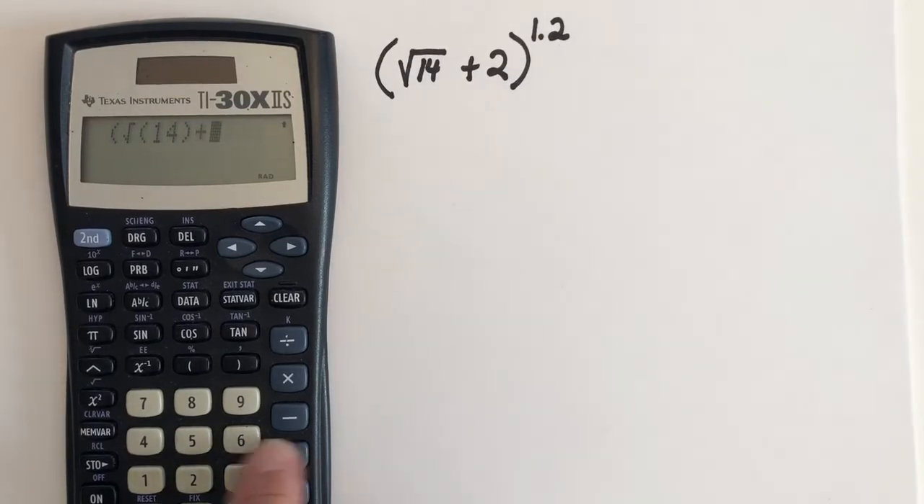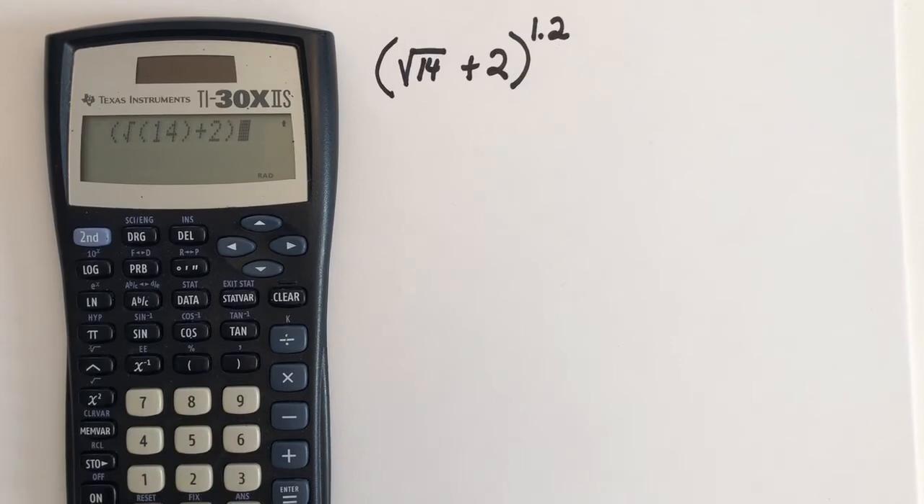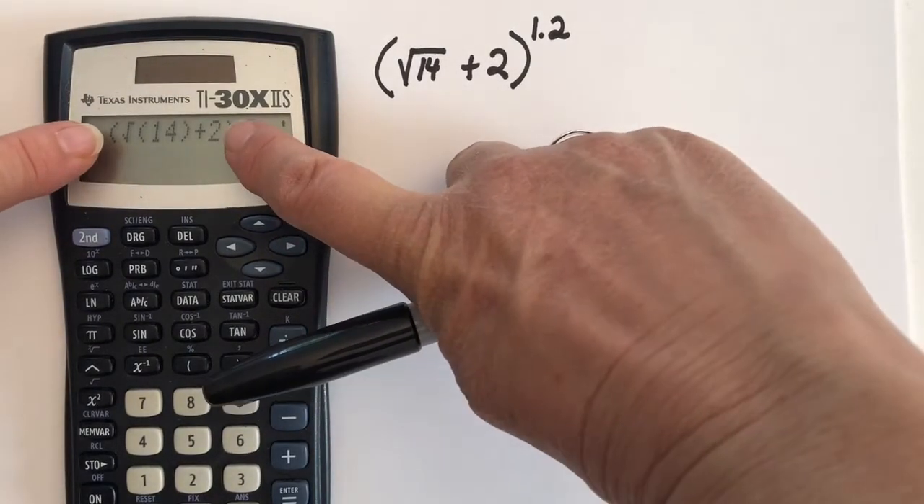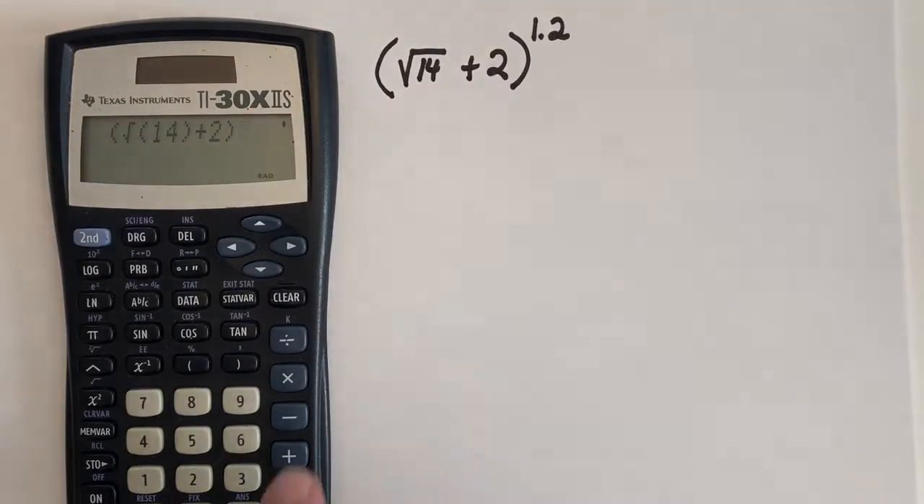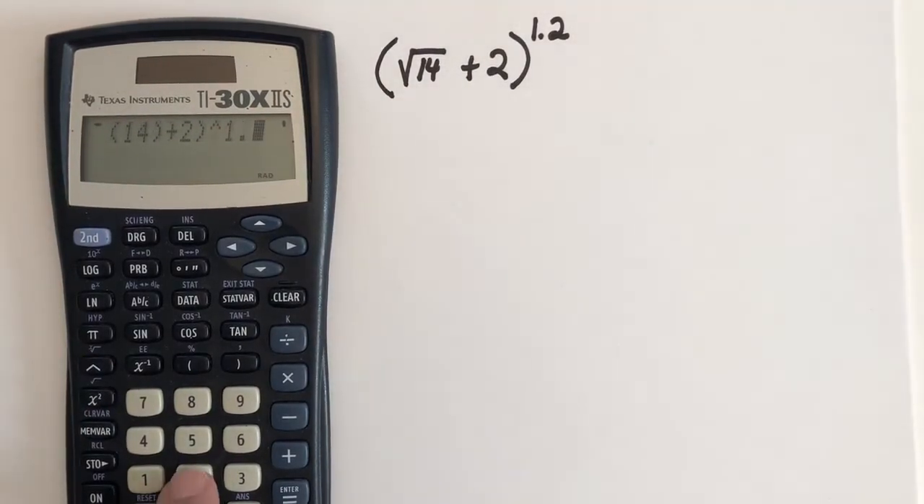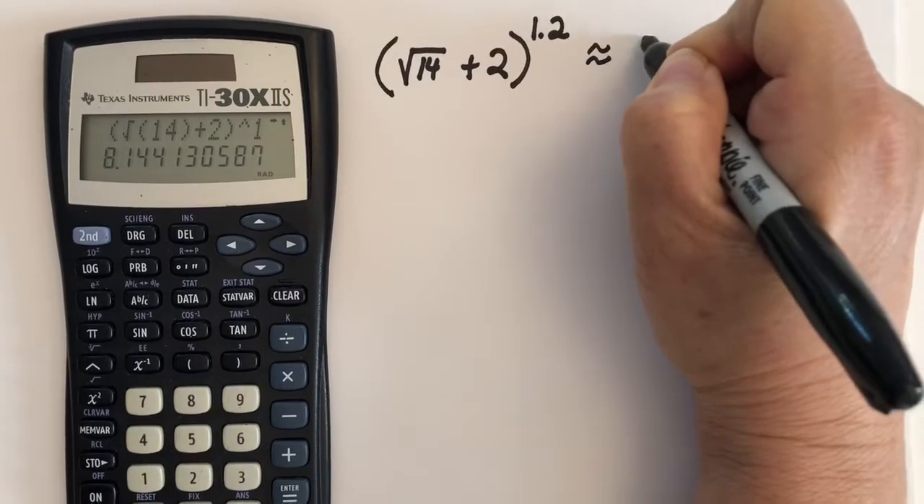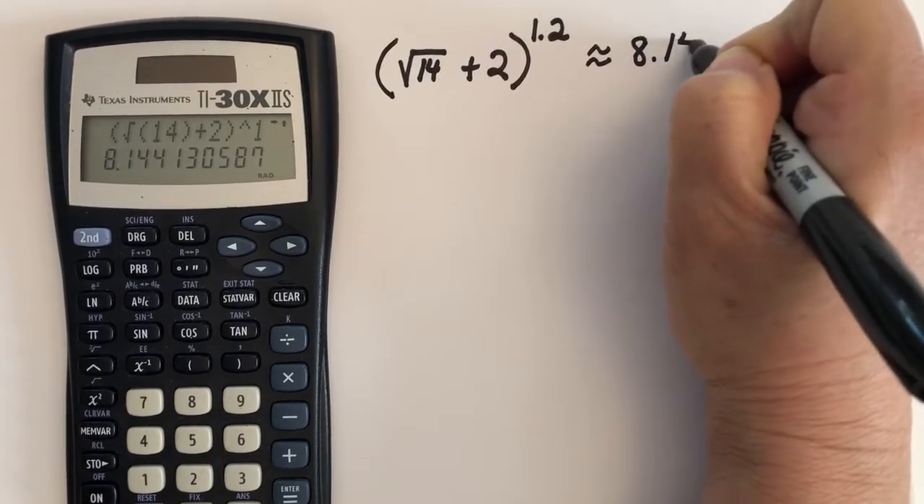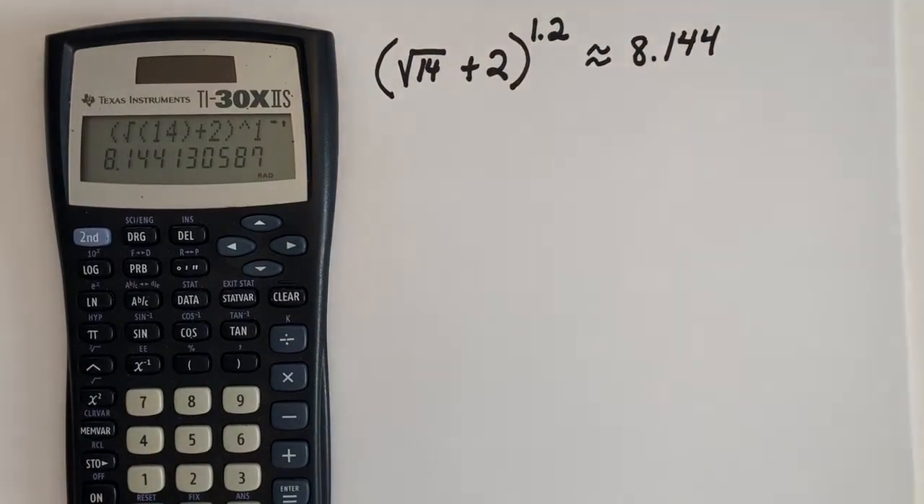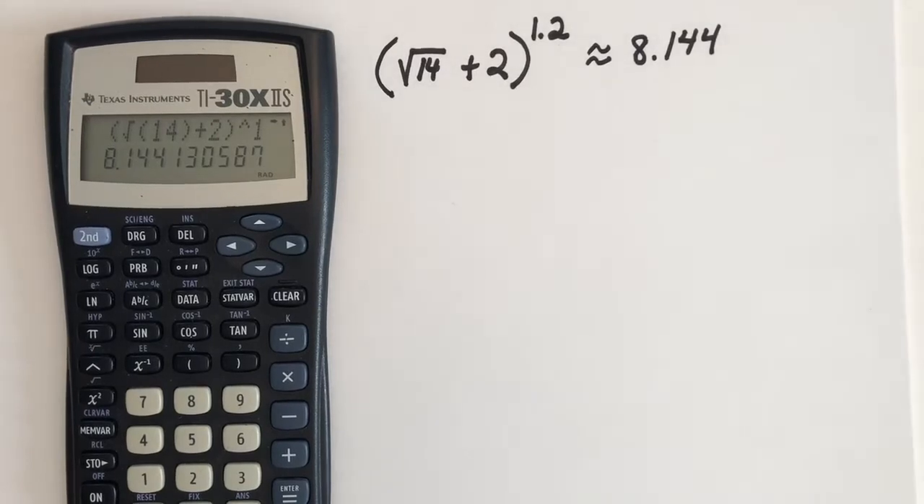Then I'm going to add 2 and close that set of parentheses. So I have parentheses around the base. Now I'm going to raise it to the 1.2 power, and out pops my result. It's approximately 8.144. I hope you're trying these on your calculator and see that you get the same results.